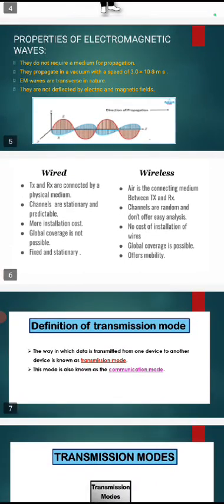Next are the properties of electromagnetic waves. Some of the properties are that they do not require any medium for propagation, and they propagate in a vacuum with a speed of 3 x 10^8 meters per second. Electromagnetic waves are transverse in nature, and they are not deflected by electric and magnetic fields.